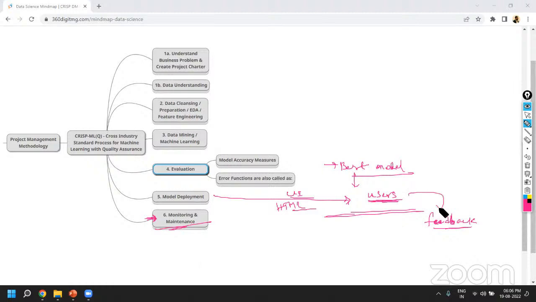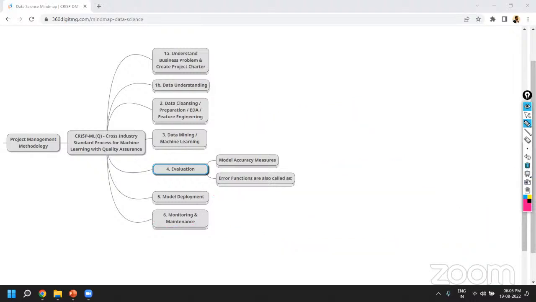Based on the feedback that we get, when I say feedback, it is the results that we are getting from the model, we will be able to monitor, understand the changes, and then implement those adjustments. And this is an ongoing process. Hence, we call it a life cycle. It constantly keeps on happening. This is how your CRISP-ML(Q) methodology is implemented.